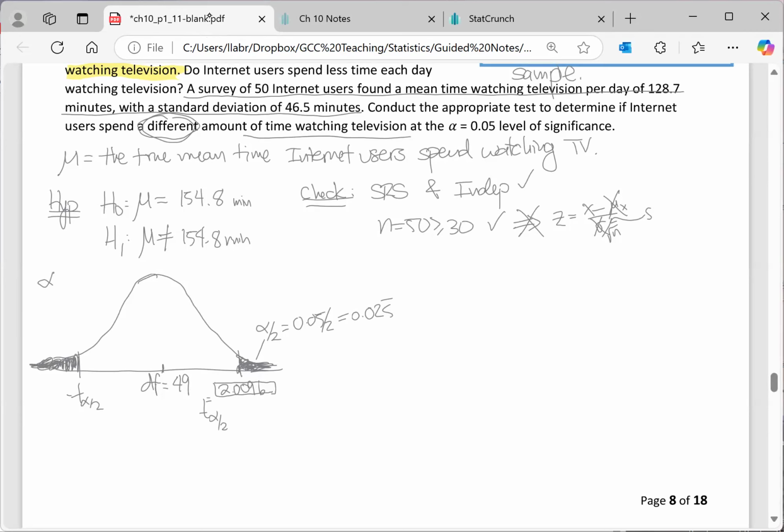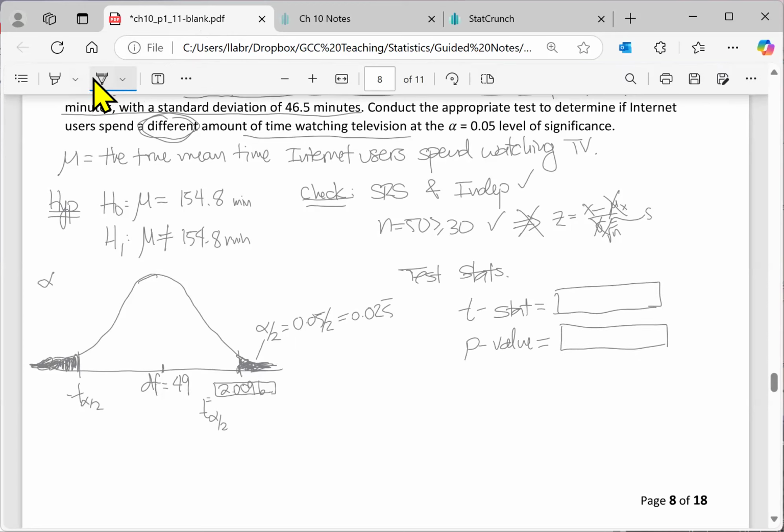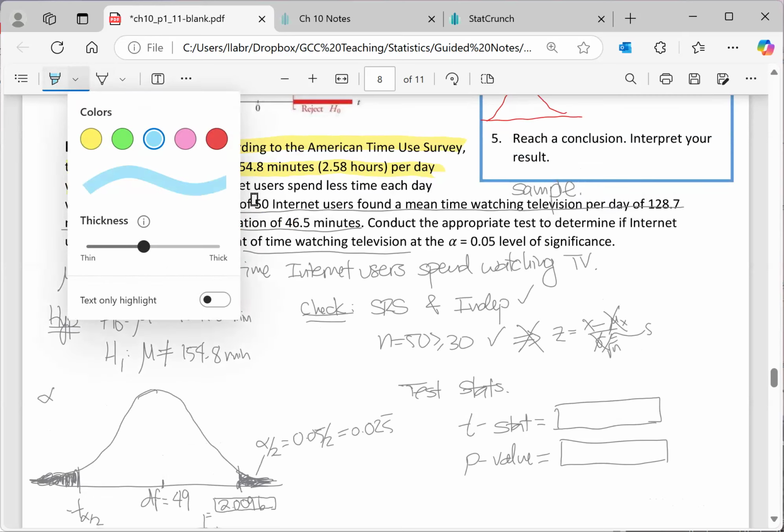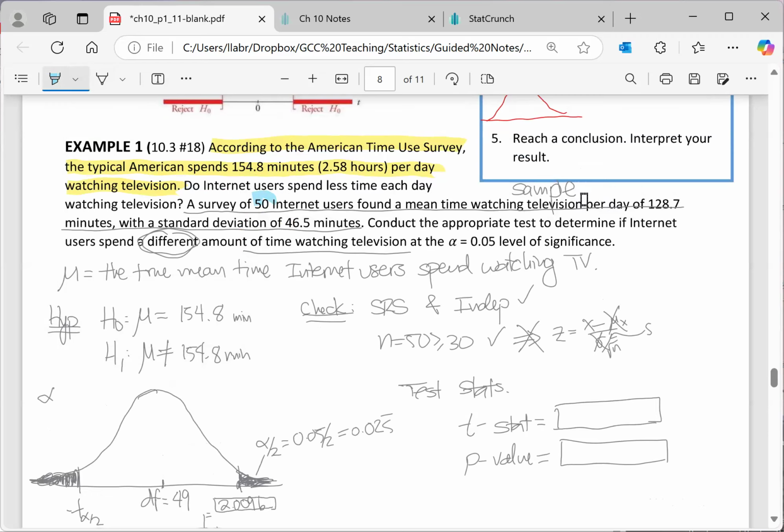All right, so now we can go ahead and get our test statistics. So what is the T-stat? Because it's a T distribution, and then what's the p-value? So we just go ahead and find these using StatCrunch. So let's maybe highlight our sample information. 50 internet users were selected, so that's my sample size. The mean time that they spent watching TV was 128.7 with a standard deviation of 46.5. So this is the information that we need.